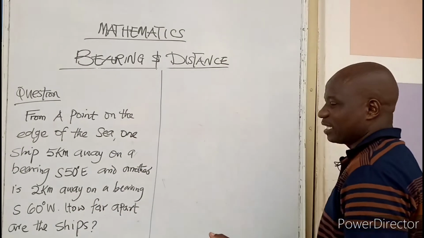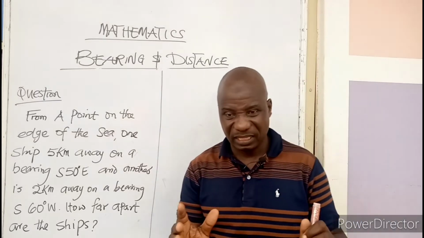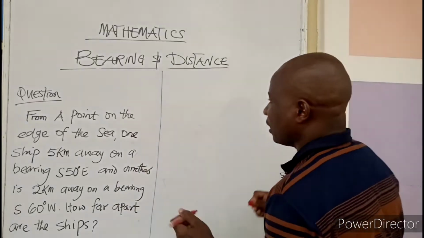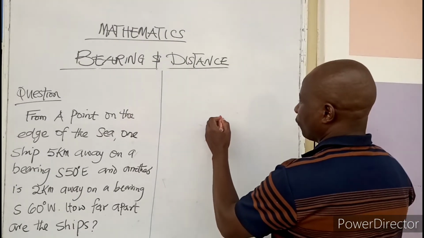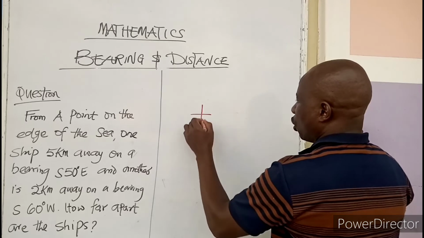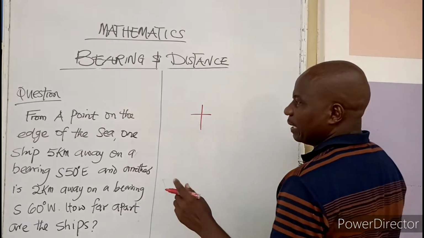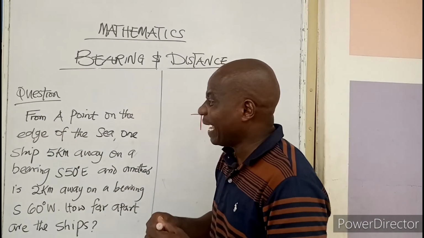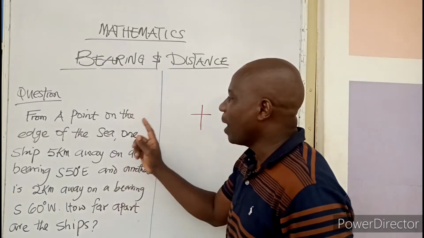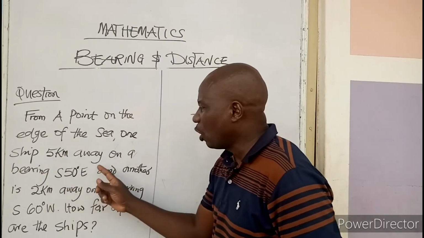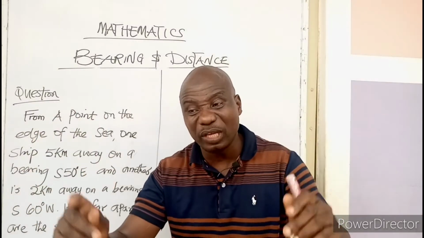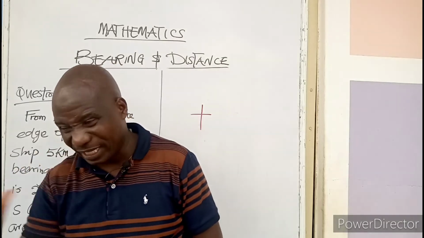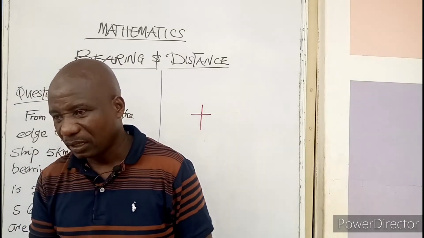Now here, let's see this question. If you are able to interpret this into a diagram, your problem is halfway solved. Now let's see. Here we have, I draw. Don't forget your cardinal. Please be attentive. From a point on the edge of the sea, one ship 5 kilometers away, you cannot do anything. If they tell you a distance from here to Lokoja, from here to Maiduguri, you cannot do anything except you get the bearing. What is our bearing?